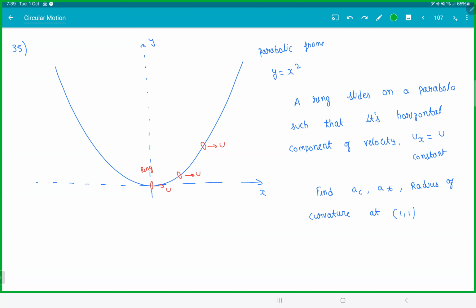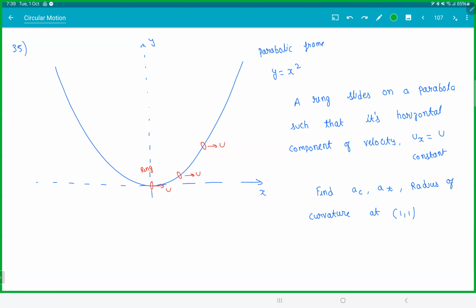So I'll make it even more simple. Find the x coordinate of the ring. If the horizontal velocity is always constant, then what is the x coordinate? Horizontal velocity into time. Isn't it? So if I know the x coordinate, can you find the y coordinate? Yes, y is equal to x square. If I know the x and y coordinates and differentiate 2 times, don't I get acceleration in i cap and j cap?